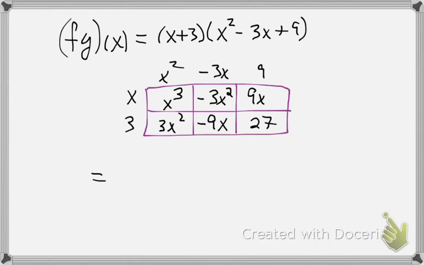So what do we get? We do have an x cubed. That's going to hang around. 3x squared minus 3x squared, that cancels, right? Negative 9x plus 9x, that cancels, but then we're left with plus 27. So that is our product function. Is that okay?